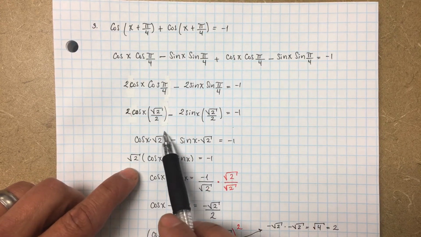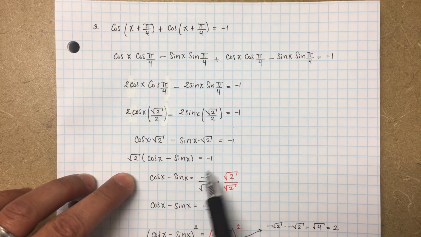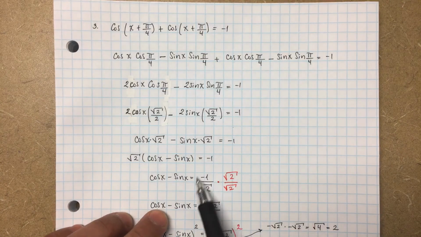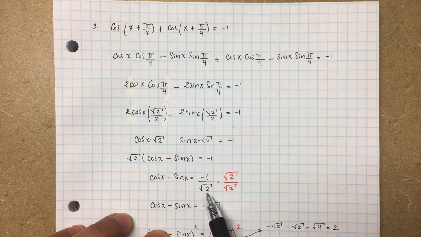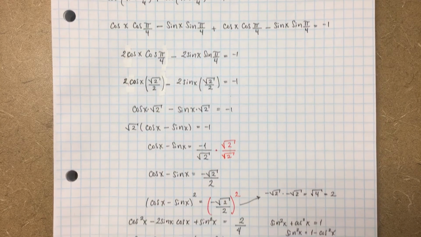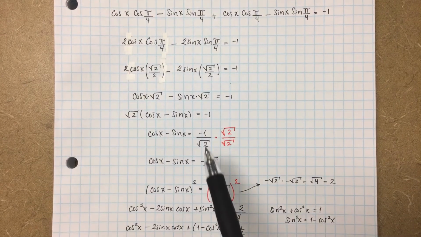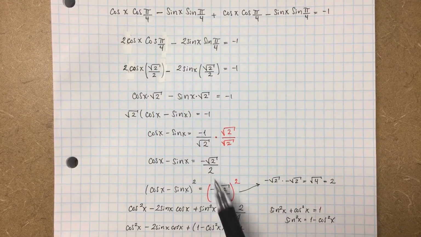Well, what can we do now? We can factor out the square root of 2. Now we have cosine of x minus sine of x equals -1. Divide by radical 2. We have this guy. Remember, you cannot leave a radical in the denominator. We rationalize it. So that's going to go ahead and give me negative radical 2 over 2.